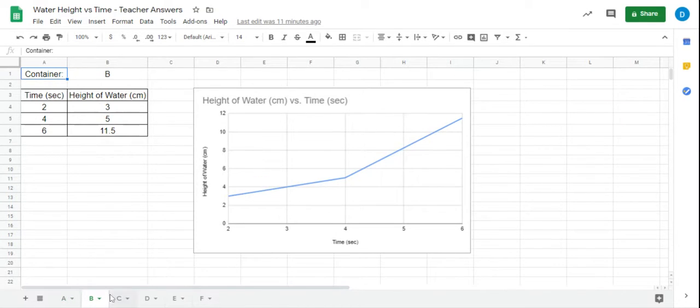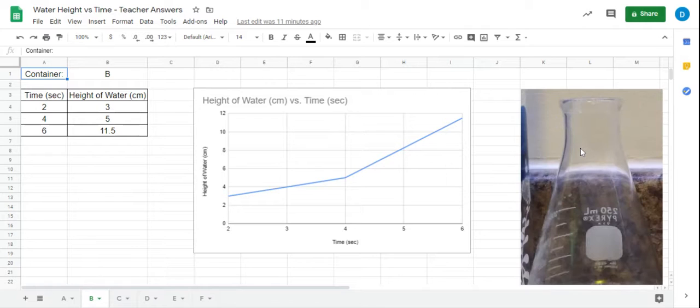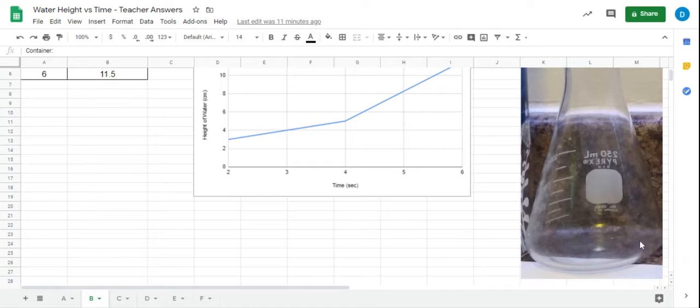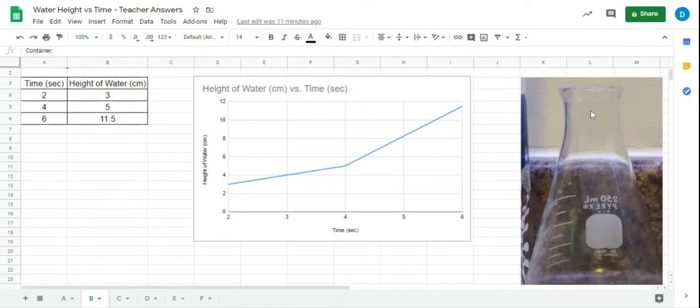Container B. This was our Erlenmeyer flask, and we notice the shape does change. At the bottom, it's quite wide. As we go up, it gets narrower and narrower. And at the top part, it stays about the same amount narrow.